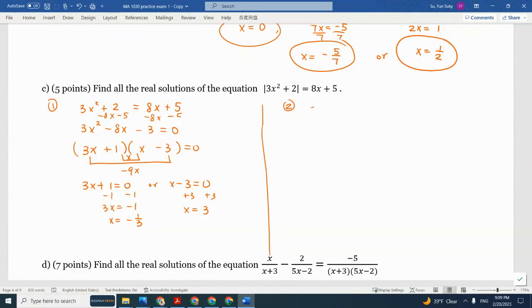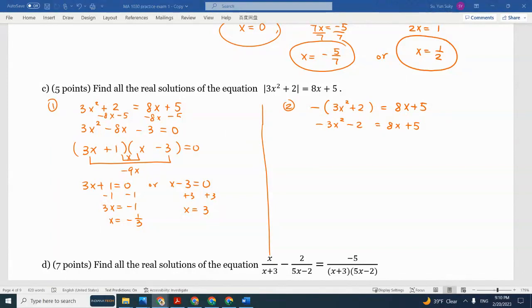We replace the absolute value by negative parentheses, whatever inside, and then equals 8x plus 5. Is that okay, everybody? We replace it by negative parentheses. All right. We're gonna distribute. So this is minus 3x squared minus 2 is 8x plus 5.